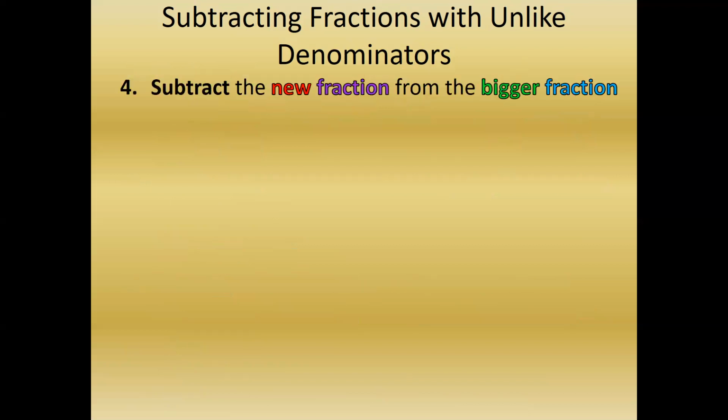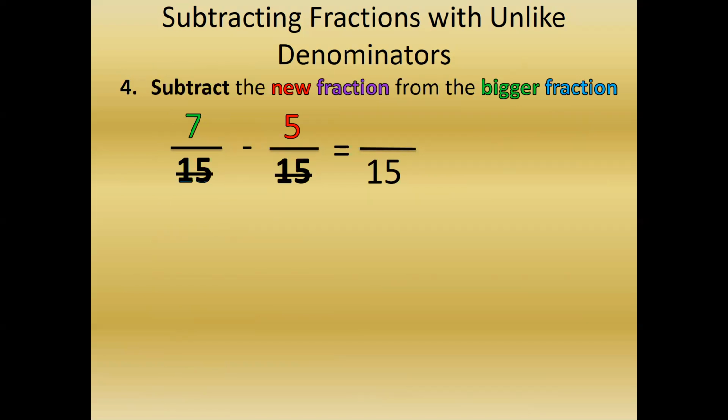Step number 4. Subtract the new fraction, which is 5 over 15, from the bigger fraction, which was 7 over 15. So our denominators are the same, so we can cross them out and put the denominator 15 as the denominator for the answer. Then we can just subtract the numerators, just like normal subtraction. 7 minus 5 is 2.